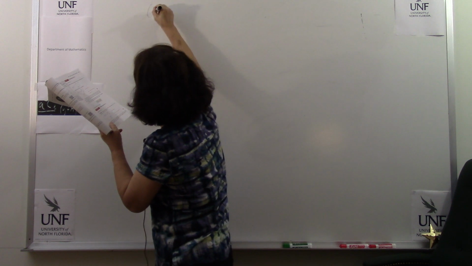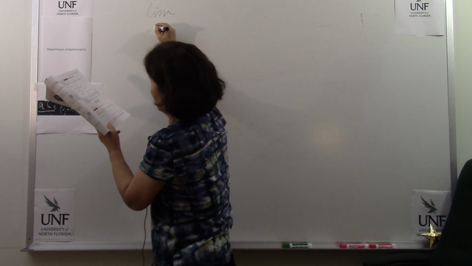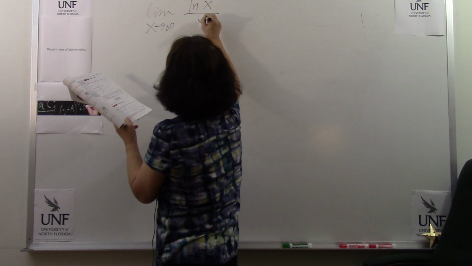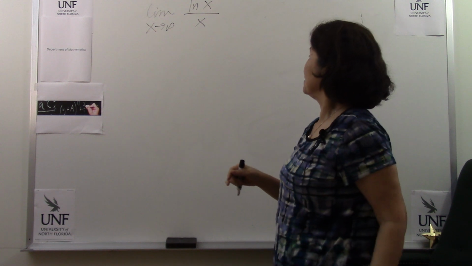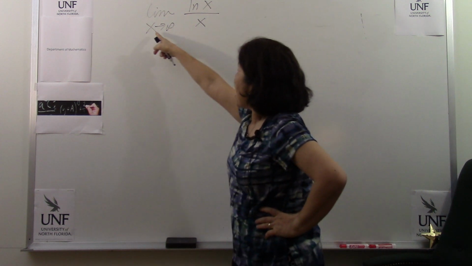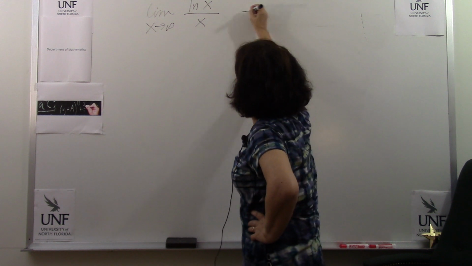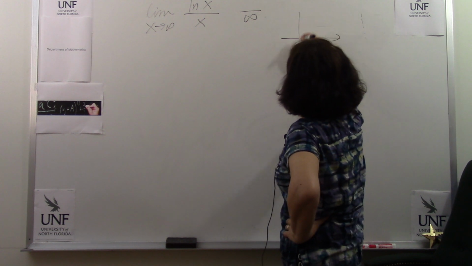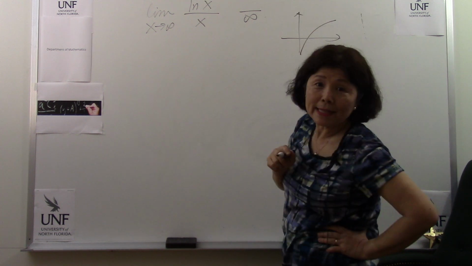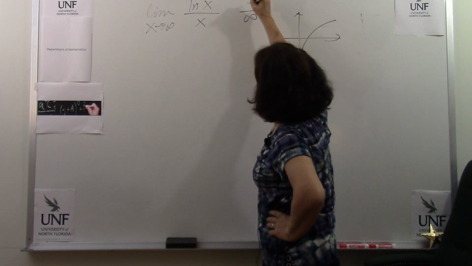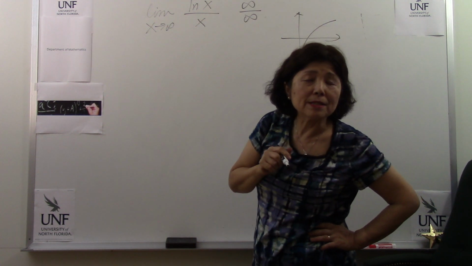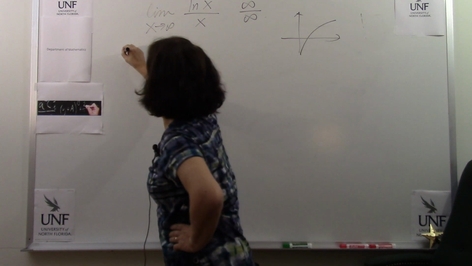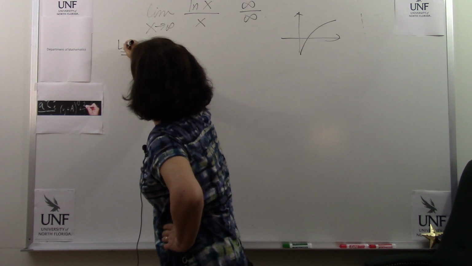So here we go. Limit x goes to infinity, ln x over x. Wow, this is an interesting case. As x goes to infinity, of course x goes to infinity. What about ln x? Well, do you remember ln x? Of course, ln x graph looks like this. So as x goes to infinity, this one also goes to infinity. So this is an infinity over infinity indeterminate form. Therefore, yes, we can use L'Hopital's rule.